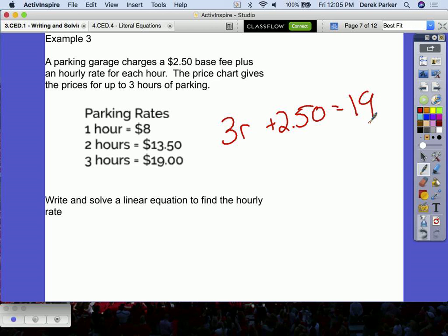Now, I'm not going to go through this because I'm pretty sure everybody watching this video knows how to solve this two-step equation. The hardest part is just setting it up.